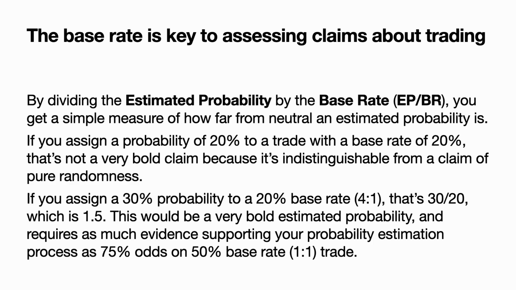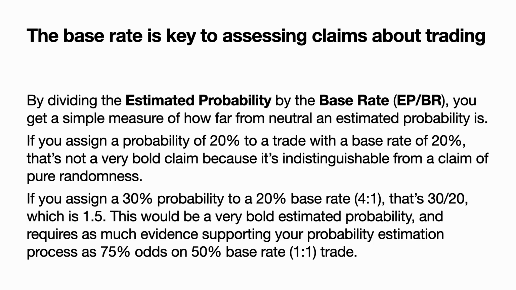If you assign a 30% probability to a 20% base rate trade, that'd be a 4-to-1 trade. That's 30 divided by 20, which is an EPBR of 1.5. This would be a very bold estimated probability and would require as much evidence supporting the probability estimation process as giving 75% odds to a 50-50 trade, which would also have an EPBR of 1.5.